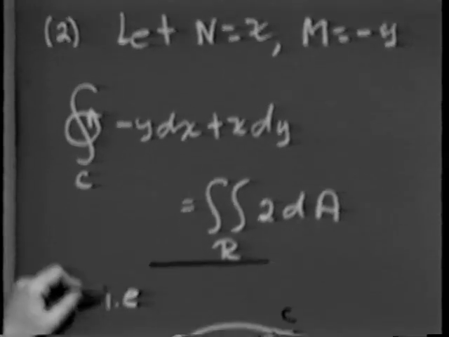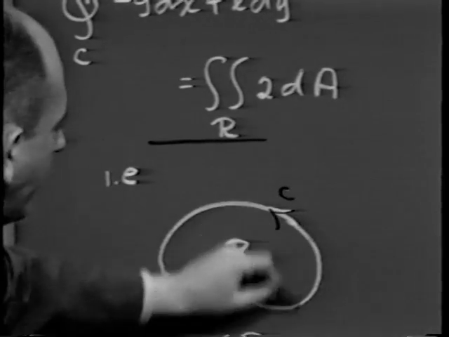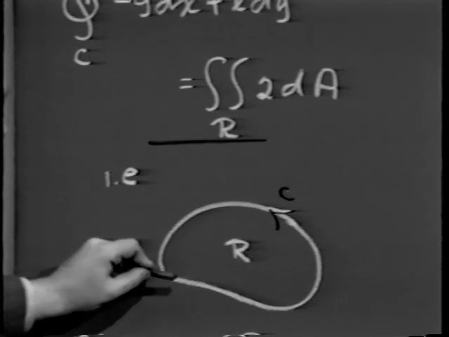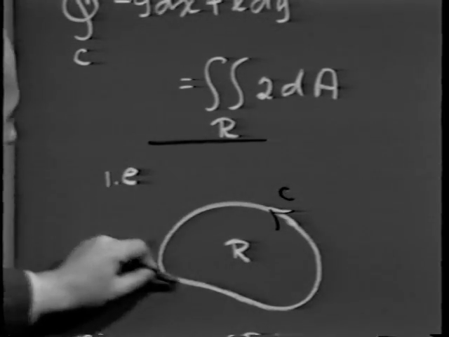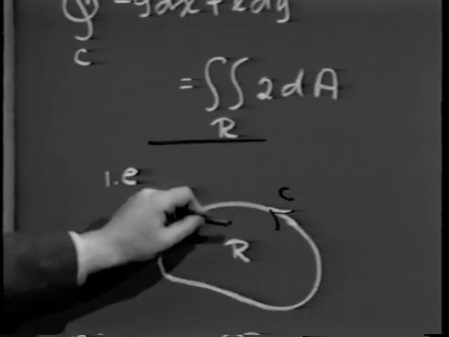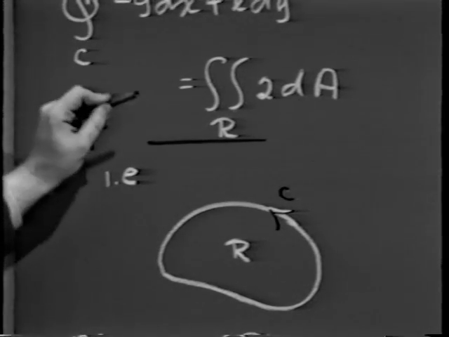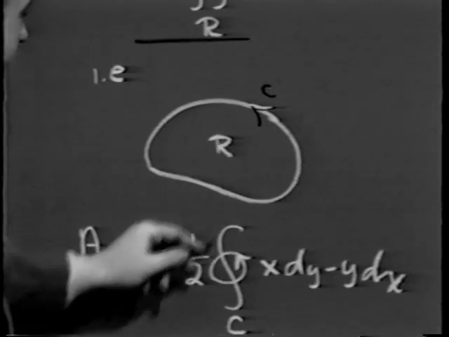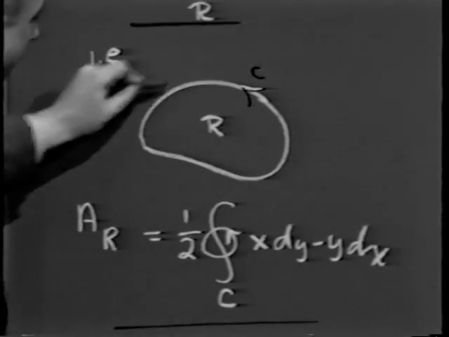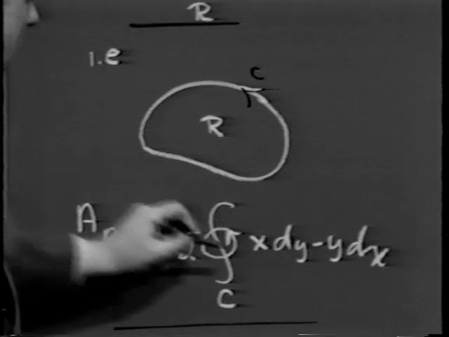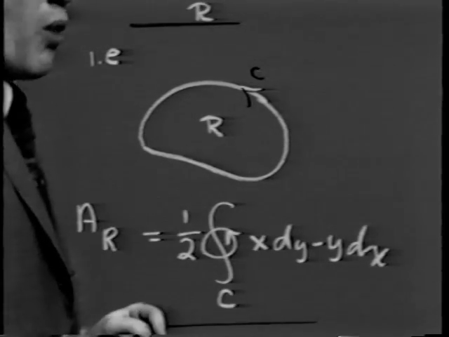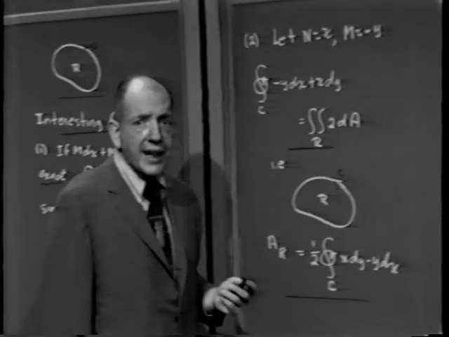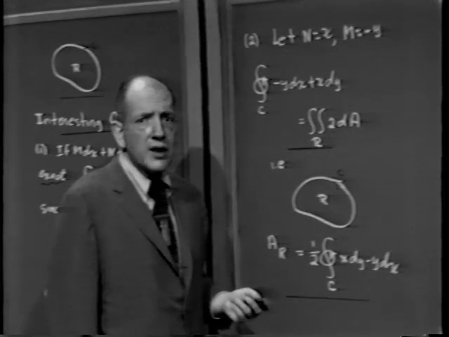In other words, in terms of a picture, if I want to find the area of the region R, and I want to use a line integral, I need only take what? 1/2 of this integral. In other words, the area of the region R is 1/2 the integral around the boundary of R, x dy minus y dx. Okay, and again, I will drill on that in the homework.